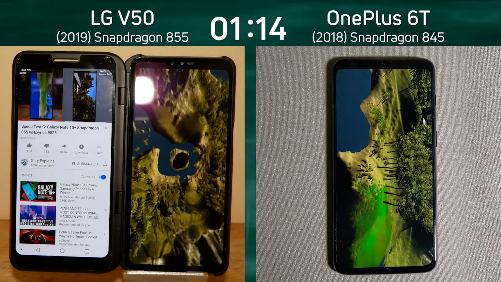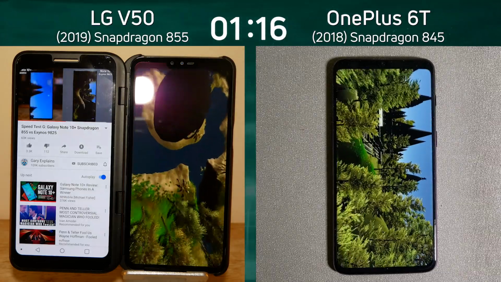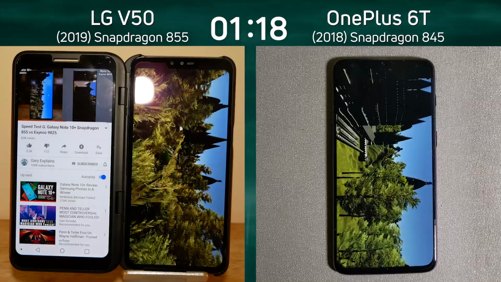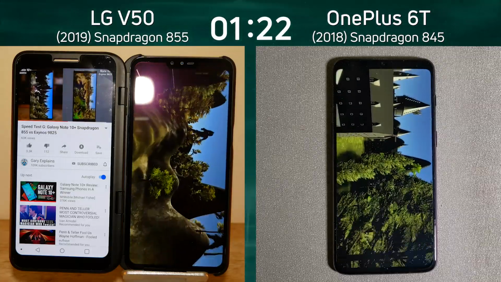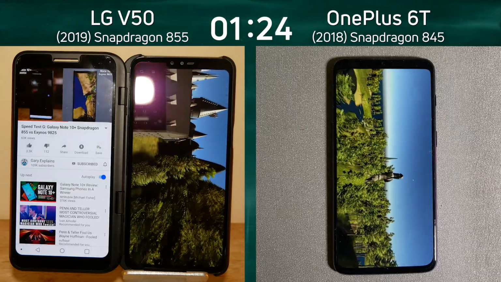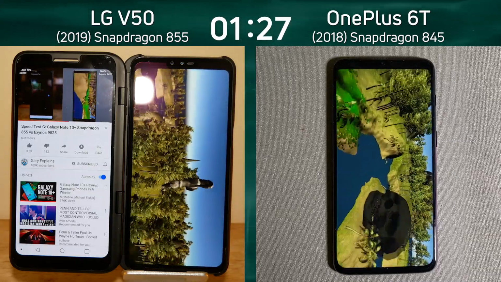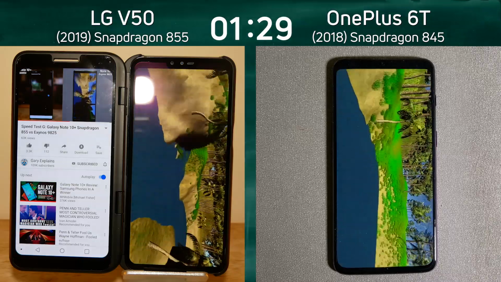And now we're into the Unity test. A bit of a clear lead there by the OnePlus 6T as it was the first into the test there. Can it capitalize on this? Of course, we've got the Adreno 630 in one device, the OnePlus 6T. We've got the Adreno 640 in the LG V50 with the Snapdragon 855.